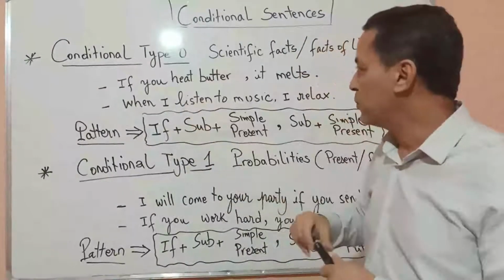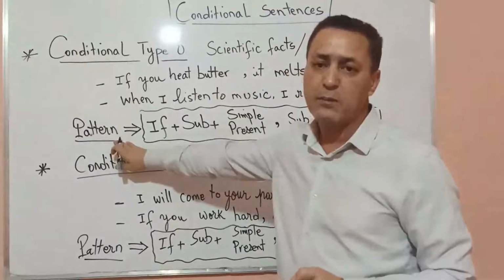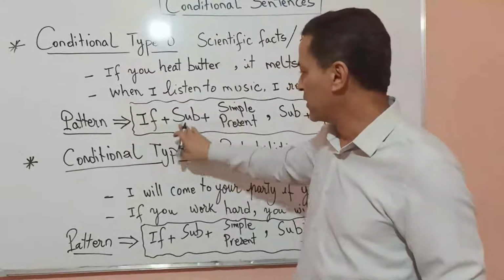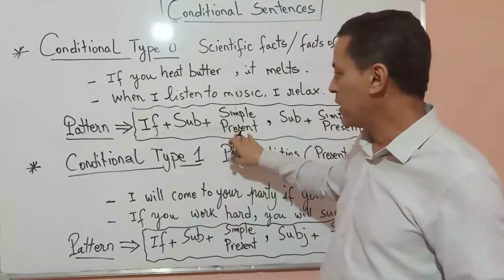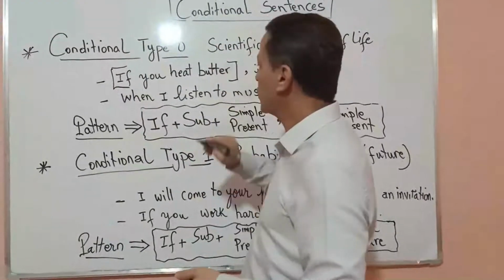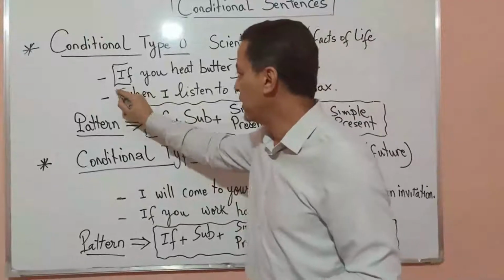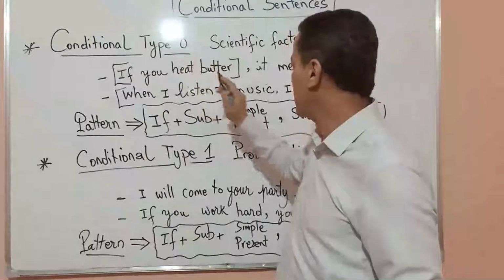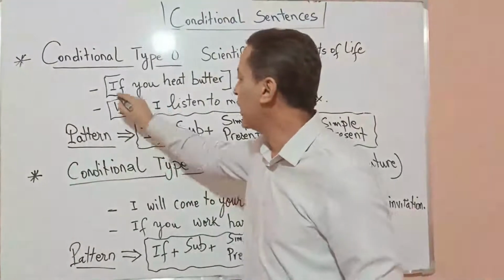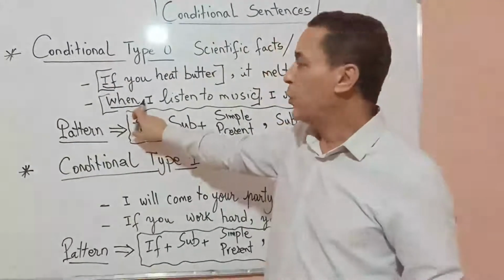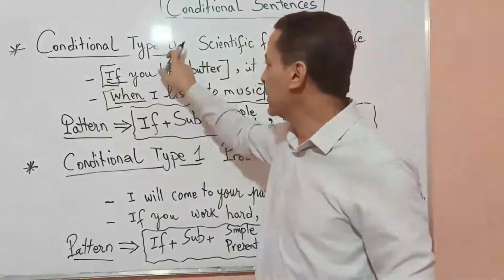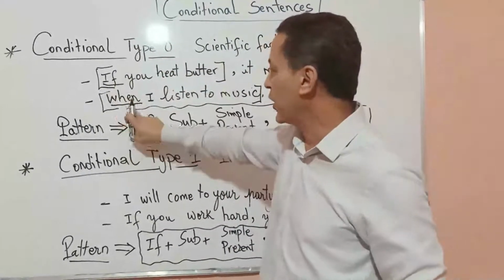Now, as you can see in the 2 examples, they follow a kind of grammatical pattern or rule or structure, which is made up of if plus subject plus simple present. Okay, in the first clause, or what we call also the condition clause. And as you can see here in the condition clause concerning type 0, you can start with if, or you can start with when. Okay, and this is actually the only conditional where you can use when. Okay, whereas in the other conditionals we use if. So in conditional type 0, you can use if or you can use when.